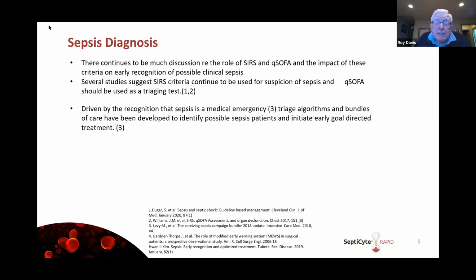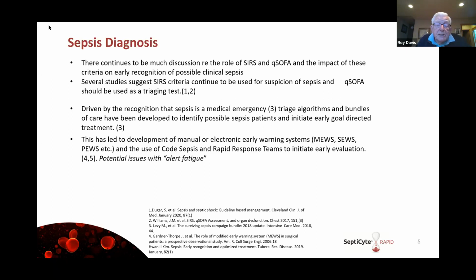Driven by the recognition that sepsis is a medical emergency, multiple hospitals now have developed triage algorithms and bundles of care to identify possible sepsis in patients both in the emergency room and on the floors, and initiate early goal-directed treatment and therapy processes. This has led to the development of manual or electronic early warning systems such as MEWS, SEWS, we've all heard these acronyms, and the use of code sepsis and rapid response teams to initiate early evaluation of these patients who are at risk for a medical emergency process. This has led to some problems with regards to alert fatigue and/or overuse in some hospitals, limiting their advantage in some places.